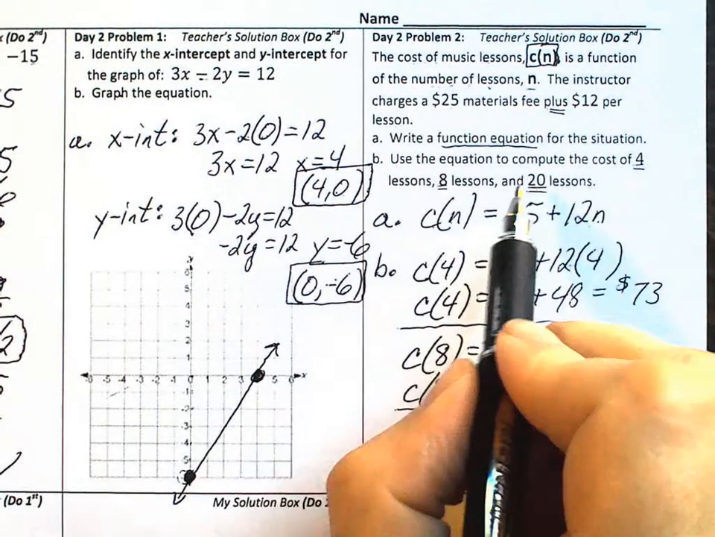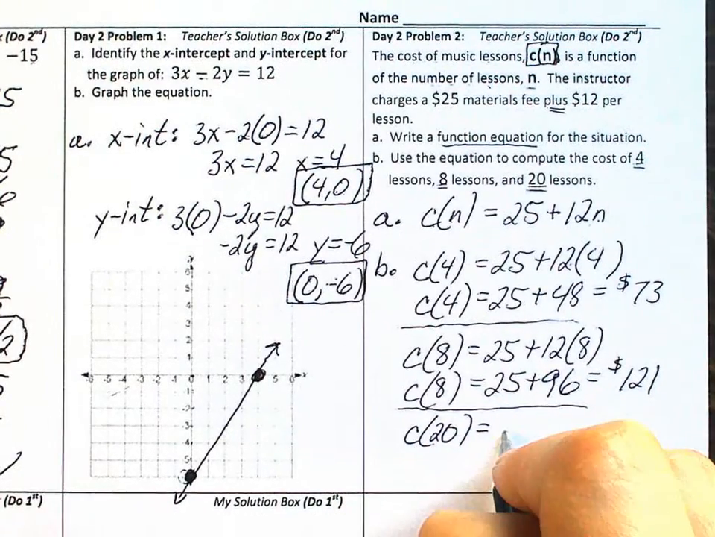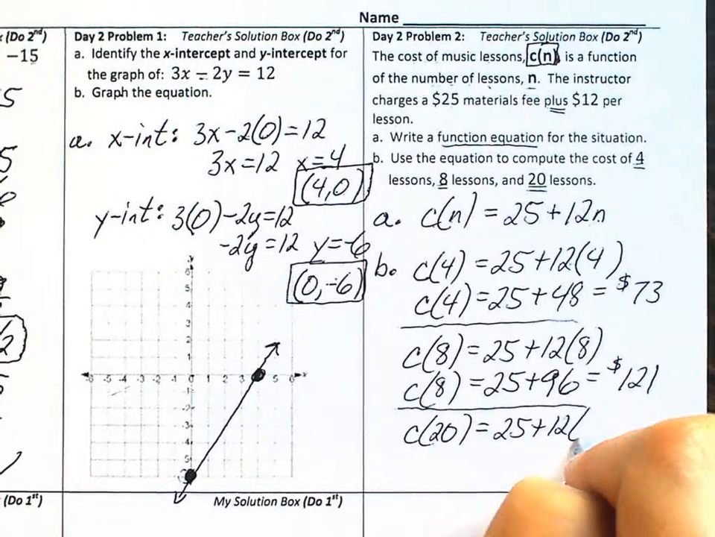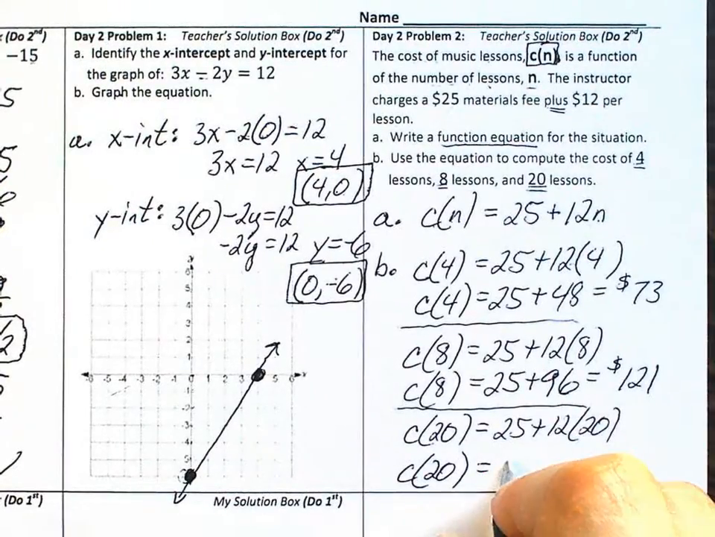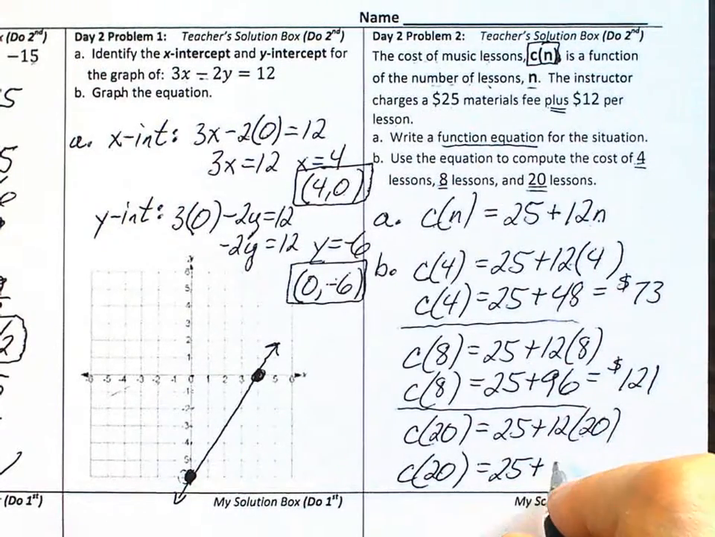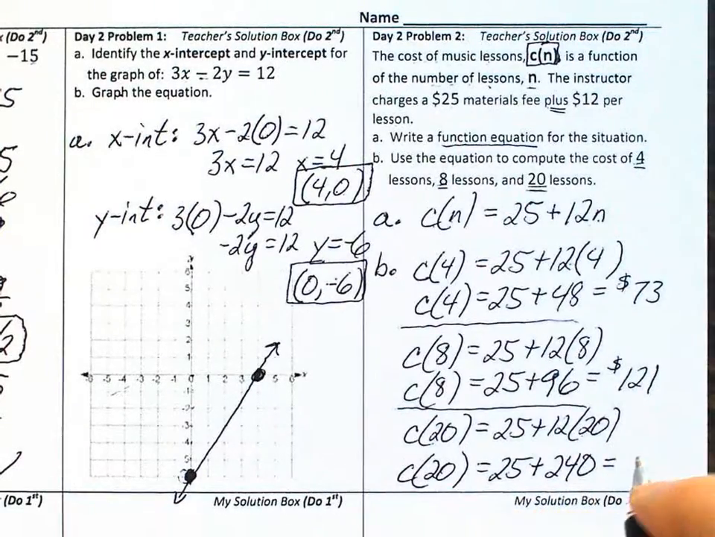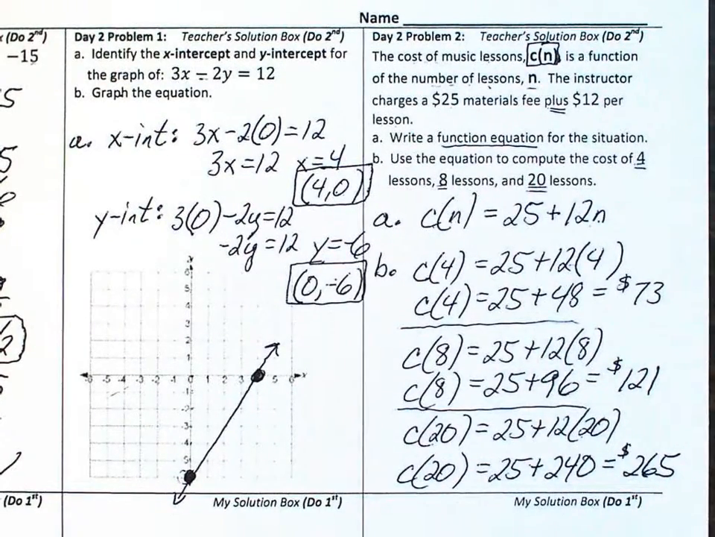And next, we need to find the cost of 20 lessons. So let's figure out C of 20. So 25 plus 12 times 20. And that means that C of 20 is going to equal 25 plus 12 times 20. 12 times 2 is 24. So 12 times 20 is 240. And 25 plus 240 is $265.